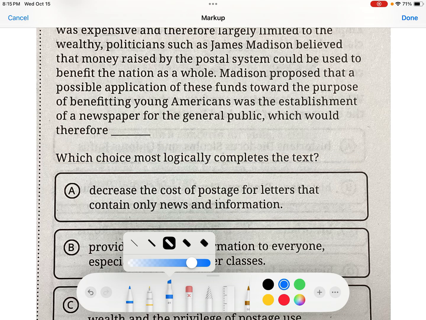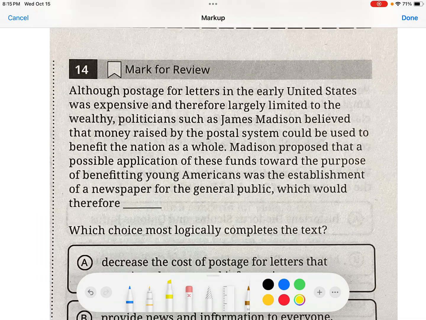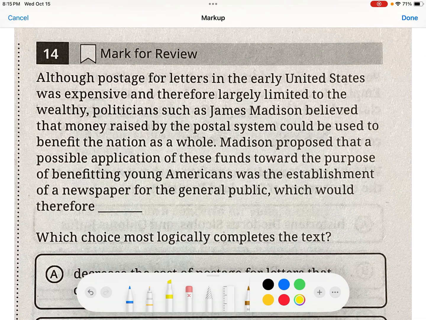Let's go ahead and take a look at the passage itself. We're going to read the passage, try to figure out the main topic of the passage, and then highlight the most relevant points about it. Okay. Although postage for letters in the early United States was expensive, okay, postage for letters looks like an important topic. Let's highlight it. Was expensive and therefore largely limited to the wealthy. Politicians such as James Madison. Okay, I'm also going to highlight although, because that's a transition word that shows contrast.